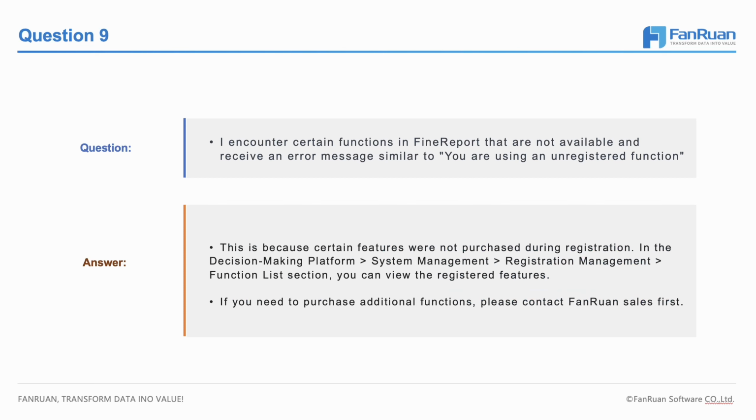Question 9. I encounter certain functions in FanRuan that are not available and receive an error message similar to "you are using an unregistered function." This is because certain features were not purchased during registration. In the Decision-Making Platform, System Management, Registration Management, Function List section, you can view the registered features. If you need to purchase additional functions, please contact FanRuan Sales first.